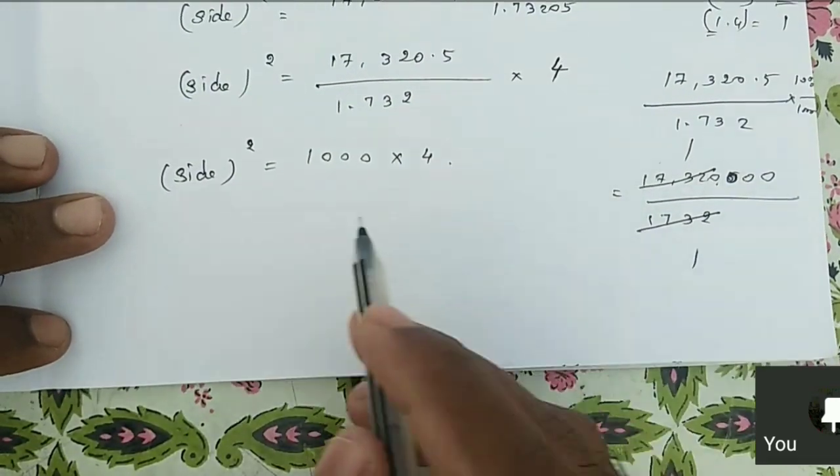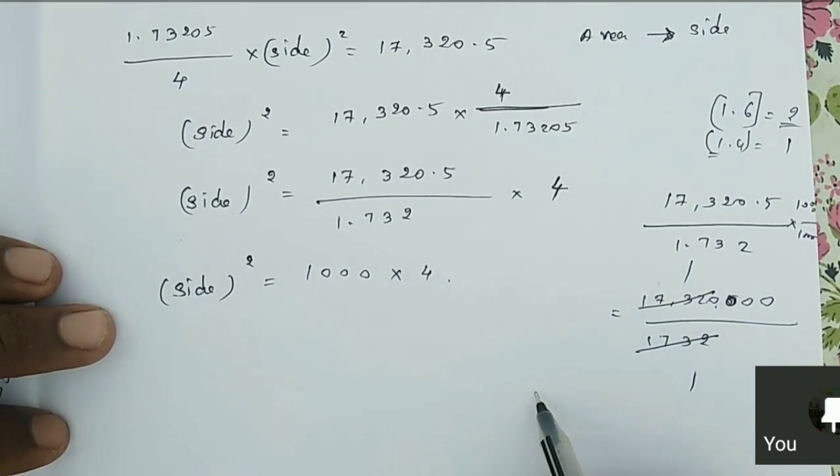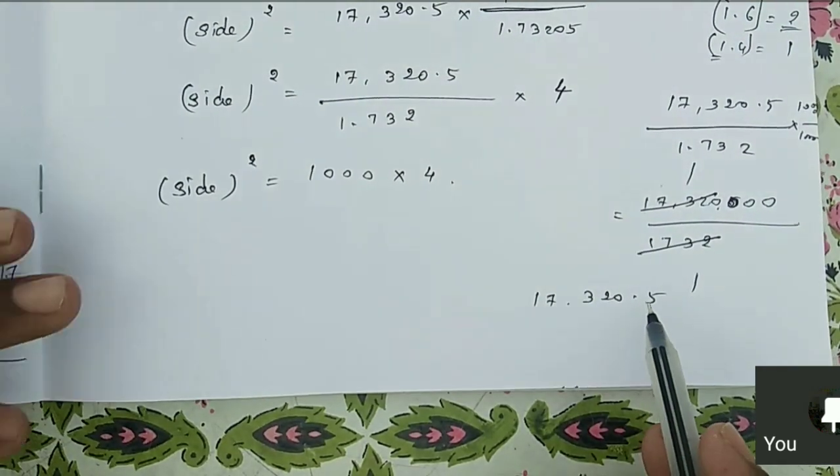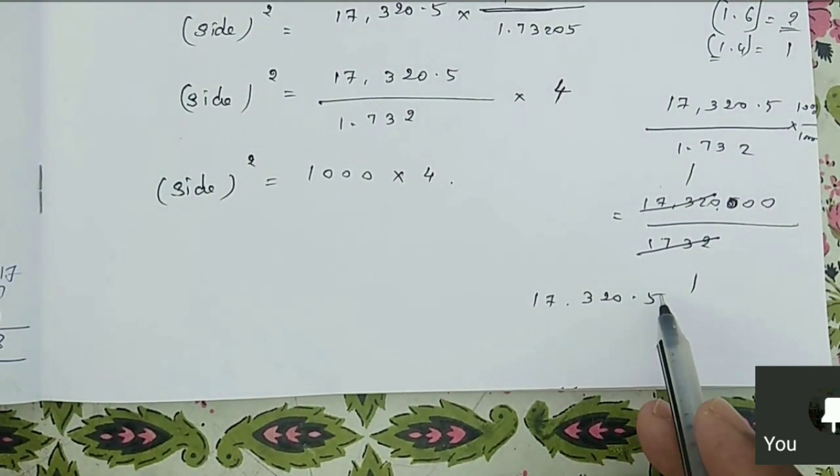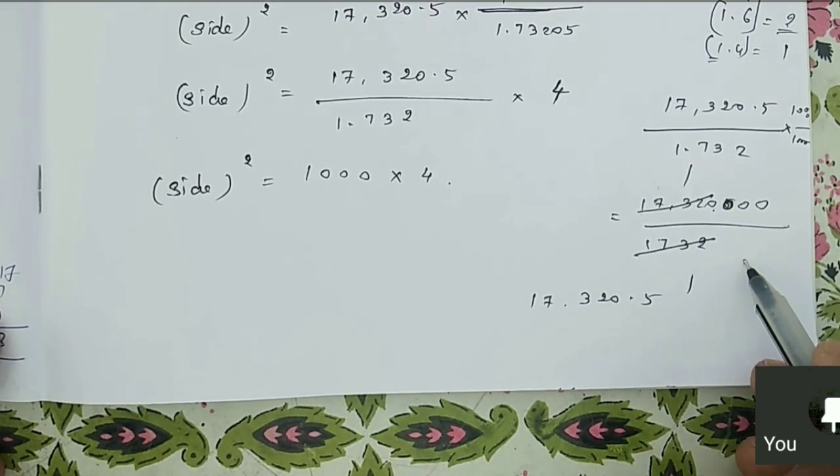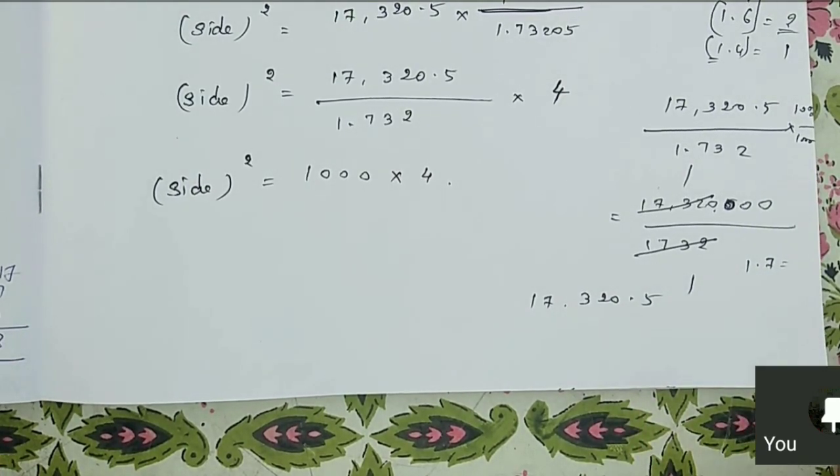Okay, wait, listen, no problem. Here actually 17,320.5. So the point is a trouble, right? So what are we supposed to do? We can remove the point. Now 1.7, what will be the answer? Round off 1.7. You are supposed to do round off. 1.2 rounded off is 2, right? It is near to 2.